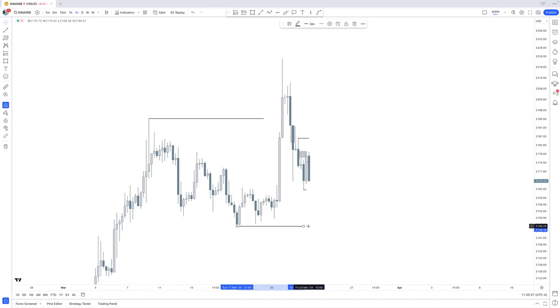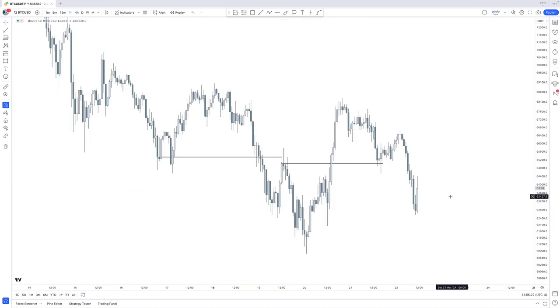Perfect. Now let's go over the example where I mentioned we do not need to have a characteristic of a sweep for us to see that a fair value area will likely not hold, or at least we have the probabilities in our favor. So what do I mean with that? Here on Bitcoin, we have a beautiful example. I really like this example right here.